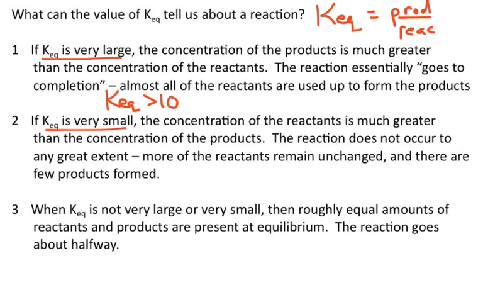Second situation, if KEQ is very small, the math would have to be that the reactants are much greater than the products. And when I say small, this is a KEQ of something less than 0.1. Now the last example involving methane, ethine, and hydrogen, KEQ is 0.15. So it's small, but it's not very small.